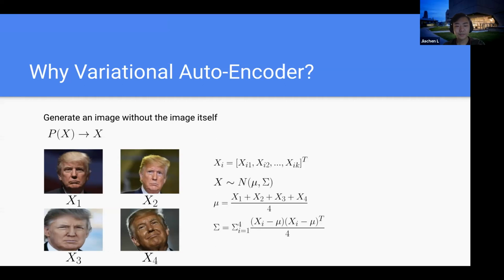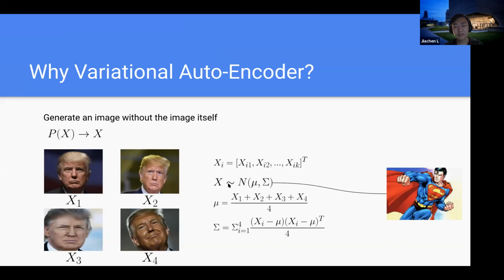We can first assume that this image vector follows the Gaussian distribution. And then by applying maximum likelihood estimation, we can compute the mean and the covariance matrix just using these four vectors. Then I think we have the distribution Px. Later, if we want to generate an image, we just sample a random vector from this Gaussian distribution, and then recover the image matrix from this vector.